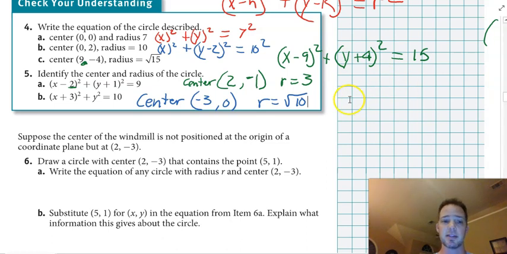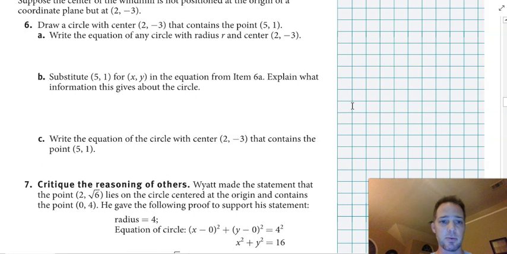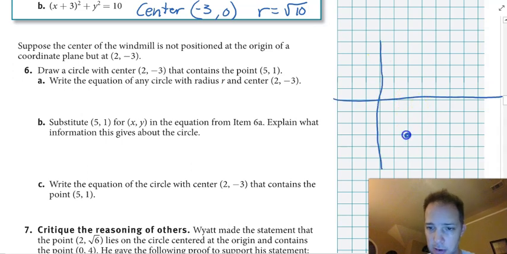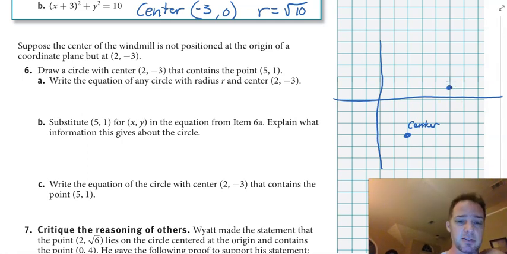Okay, so then for number 6, let's apply it to a word problem here. Suppose the center of a windmill is not positioned at the origin, but at 2, negative 3. Draw a circle with the center at 2, negative 3 that contains the point 5, 1. So 2, negative 3 is the center, and 5, positive 1, not drawn perfectly, is a point on the circle. Write the equation of any circle with a radius r and a center at 2, negative 3.